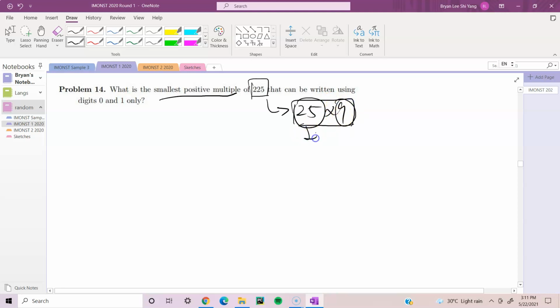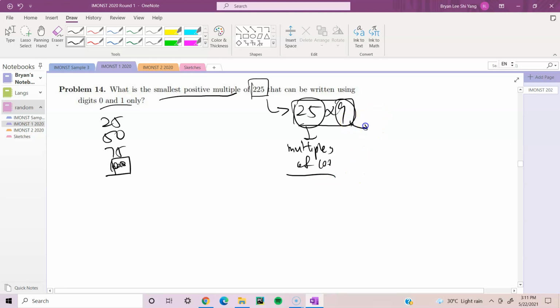Now, how do we get multiples of 25 using digits 0 and 1 only? Note that you see 25, 50, 75, 100. So using this, we can have 0 zeros at the back. So any multiple of 100 is also a multiple of 25. So we can just deduce from here multiples of 100 are also multiples of 225.